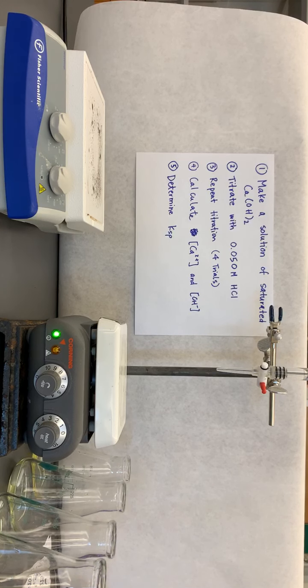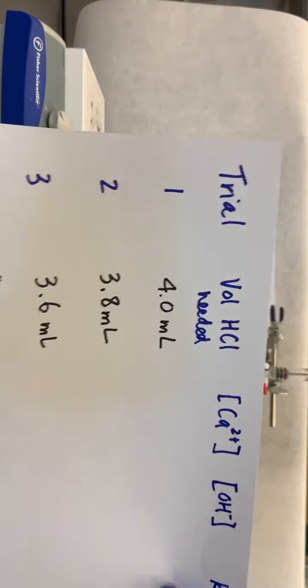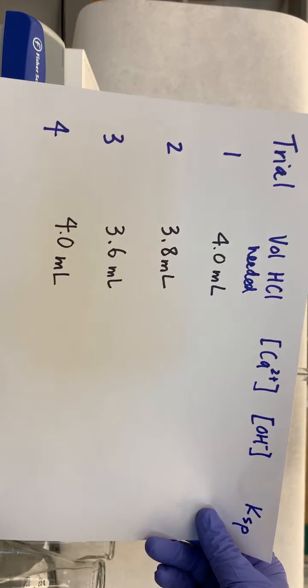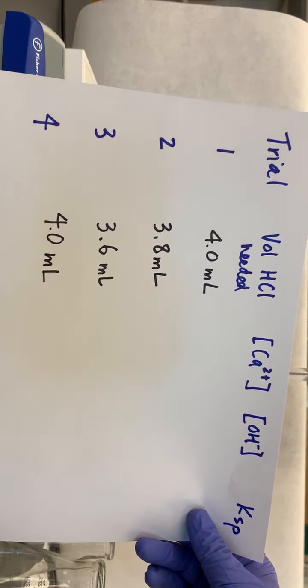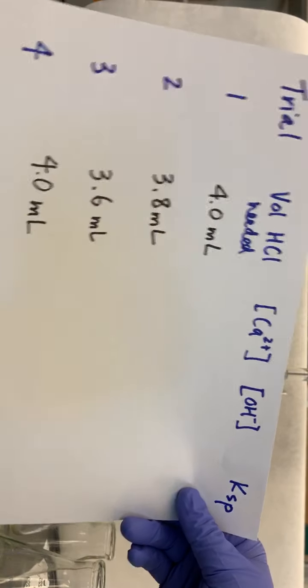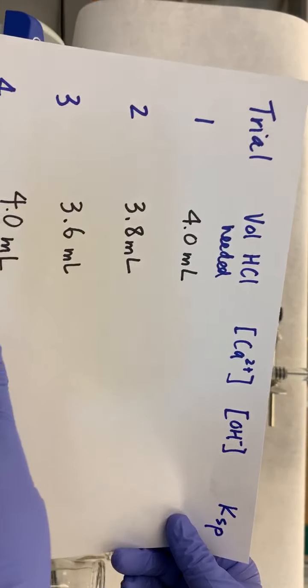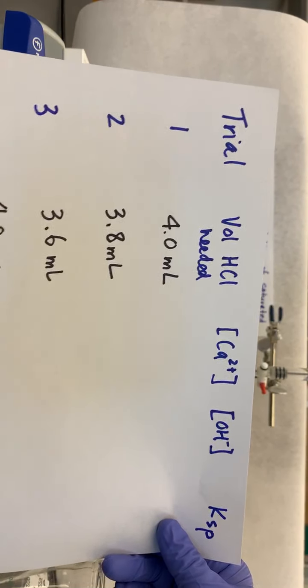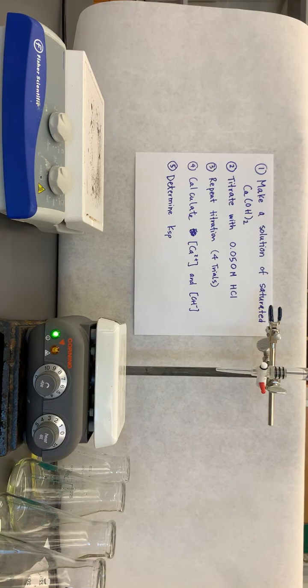Based on my 4 titrations, you should have filled out on your data table the following data: 4 mils, 3.8 mils, 3.6 mils, and 4.0 mils. The next thing you really need to do is calculate the calcium hydroxide concentrations and then the OH minus concentrations, which will allow you to calculate Ksp. The way to do that, we're going to go look at our data table.